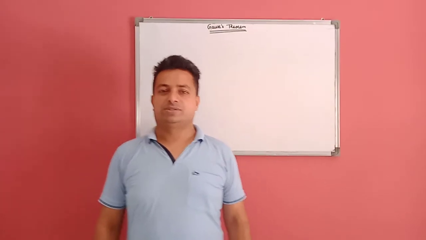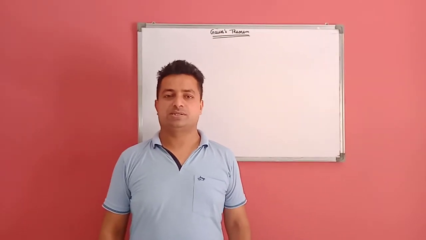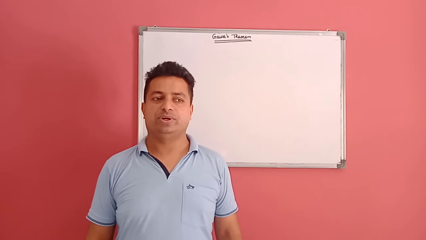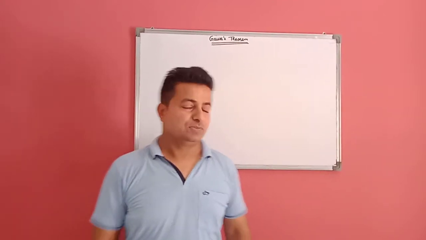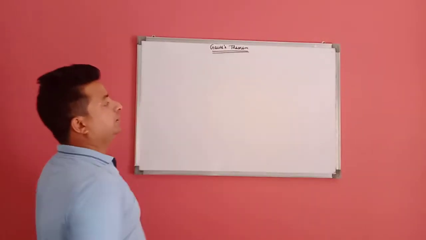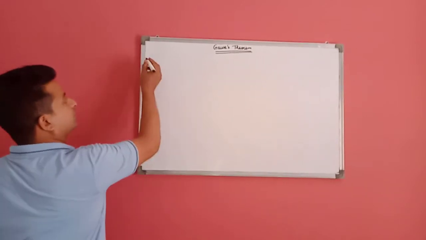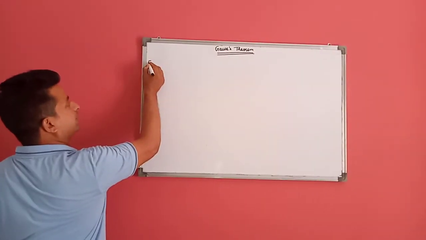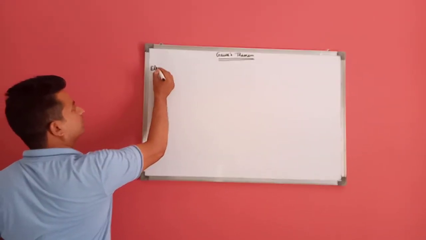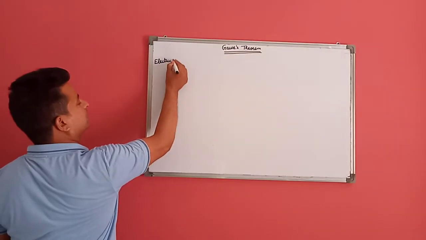Good afternoon, students. Today we will discuss chapter number 3 of Unit 1 Electrostatics, that is Gauss theorem. In Gauss theorem, the first topic is electric flux.